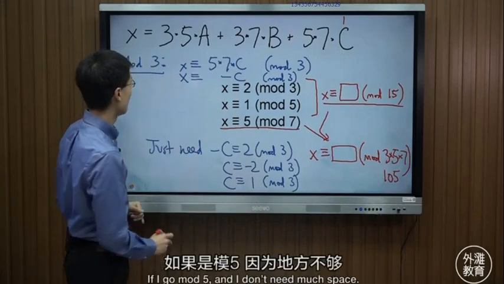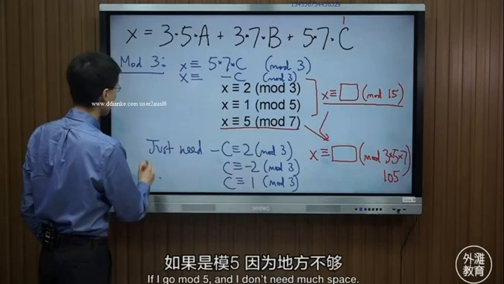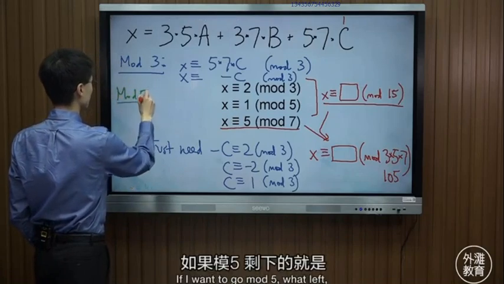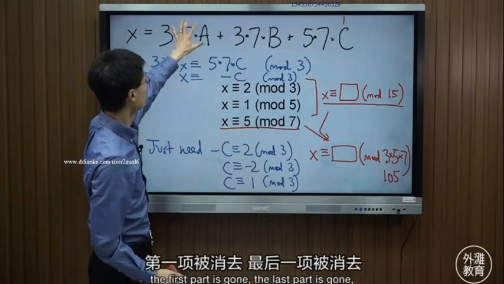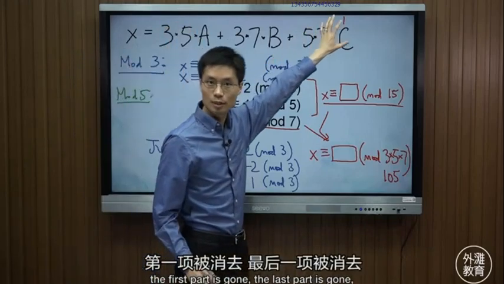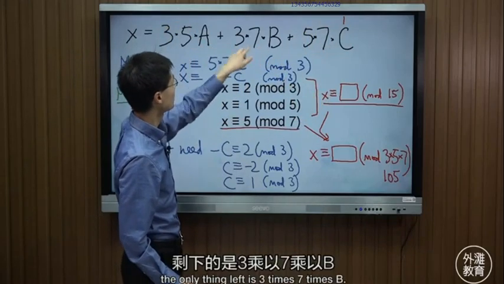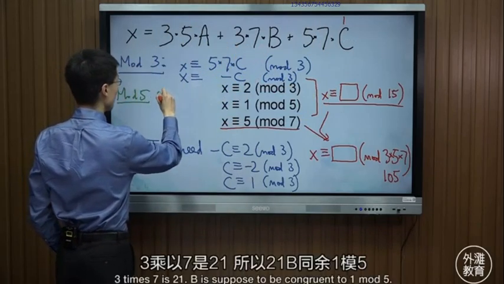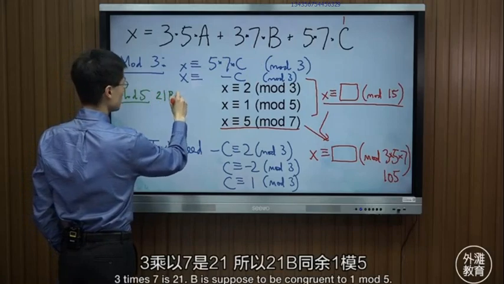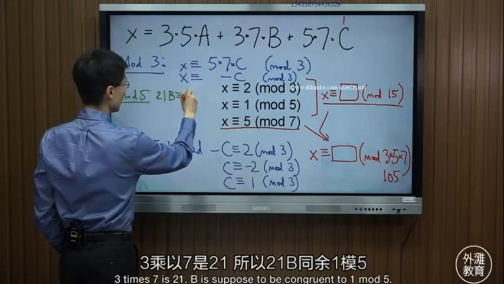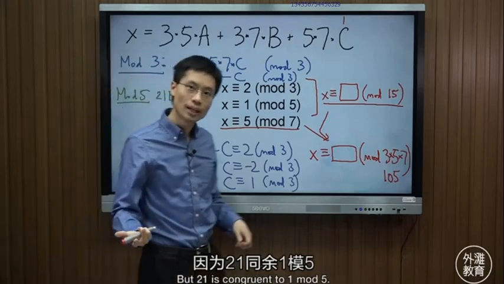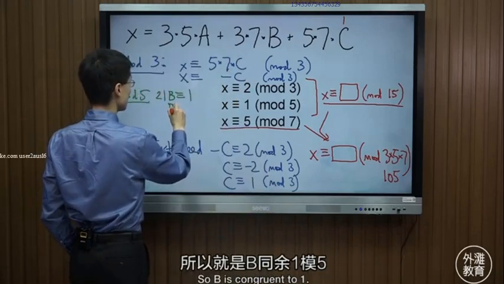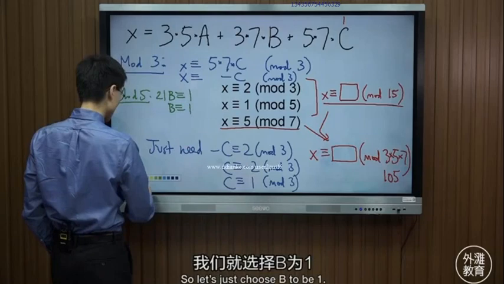If I go mod 5, and I don't need much space, so I'll just write it down quickly now. If I want to go mod 5, what's left? The first part is gone. The last part is gone. The only thing left is 3 times 7 times b. 3 times 7 is 21. b is supposed to be congruent to 1 mod 5. But 21 is congruent to 1 mod 5. So this is just b congruent to 1. So let's just choose b to be 1.